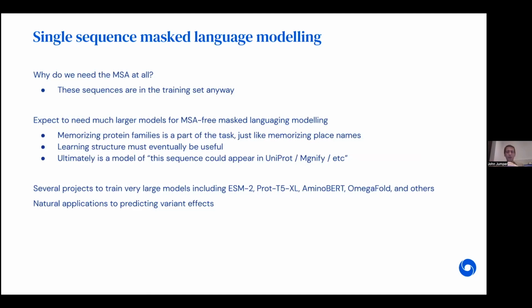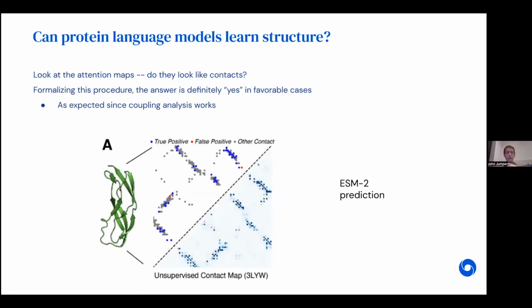And so there's been a bunch of work on this, especially recently, ESM2 and all the others. And it's really natural, I should say, I'm not going to talk about it much, but it's really, really natural to talk about variant effects, because it's almost exactly a variant effect network that we're then trying to go find structure in. But do they learn structure?